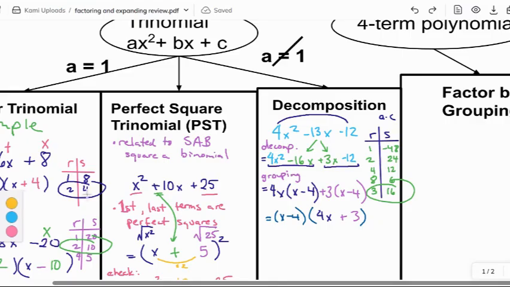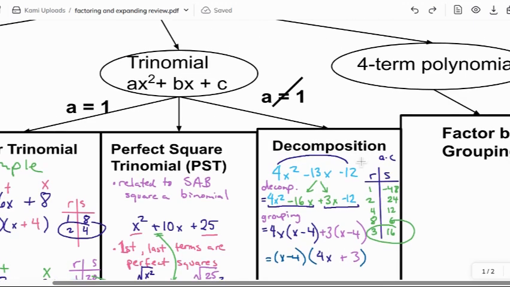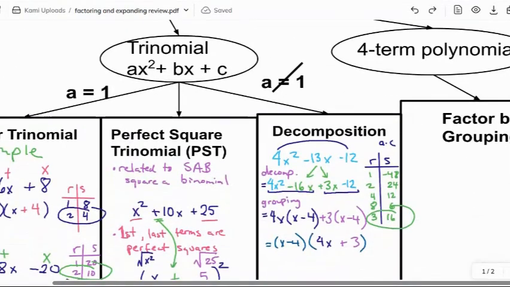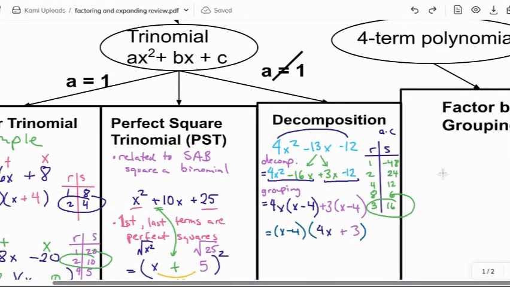Okay, last factoring method, which really is part of decomposition, is just factoring by grouping. So when do I use factoring by grouping? What kind of polynomial do I have? 4 term. Okay, is there anything else I can do? Yeah, of course. You're gonna check for common factoring. But once you've done that, the only other factoring method you could use on a 4-term polynomial is grouping, right?